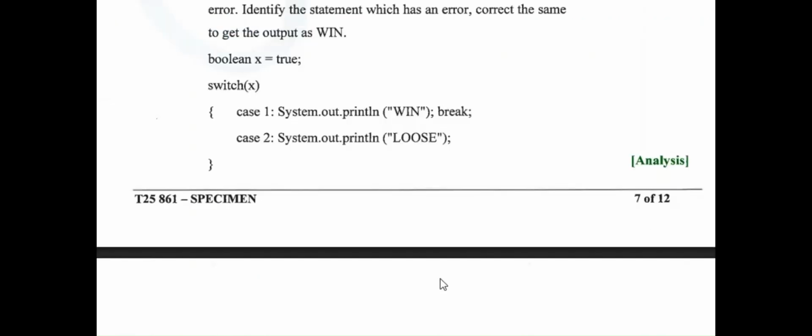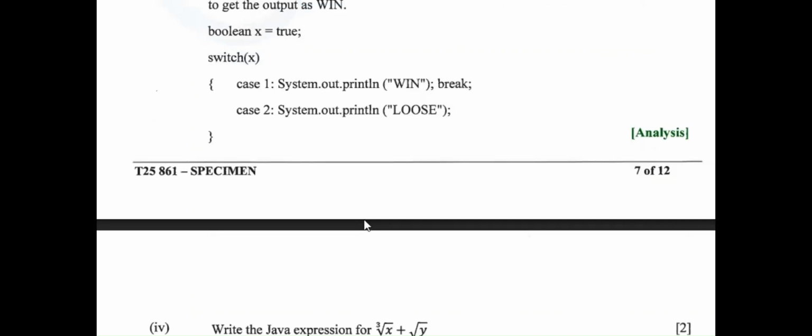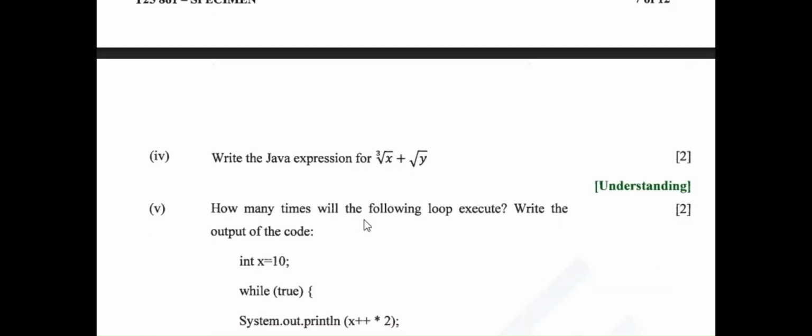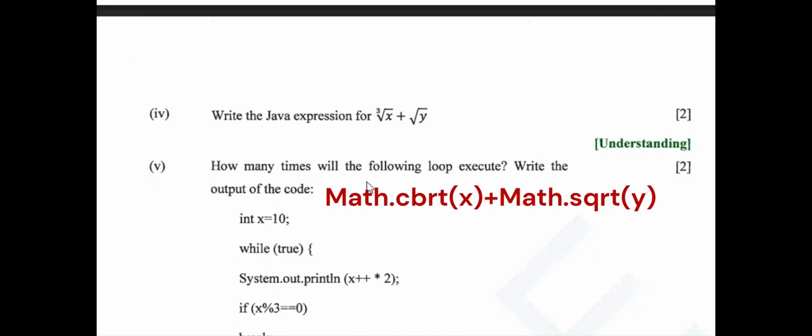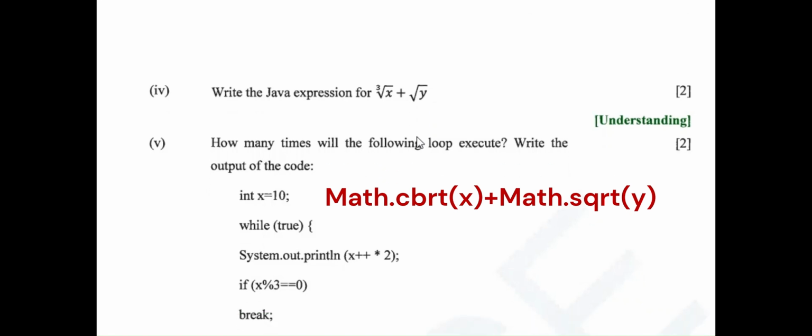Now come to the next question. Write the Java expression for cube root of x plus square root of y. For cube root, Math.cbrt(x). For square root, Math.sqrt(y). So Math.cbrt(x) + Math.sqrt(y) is the Java expression.